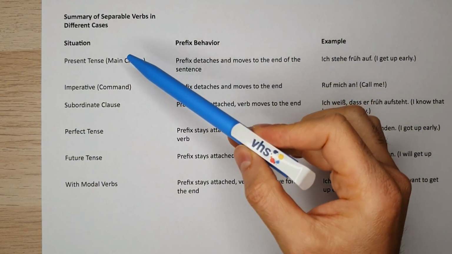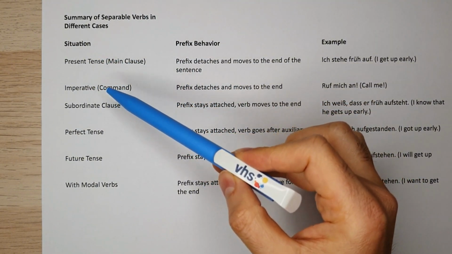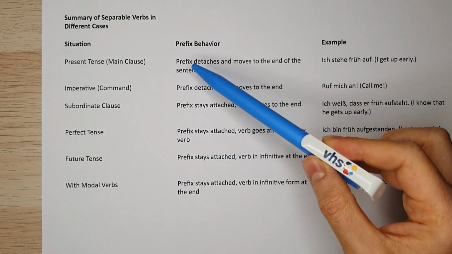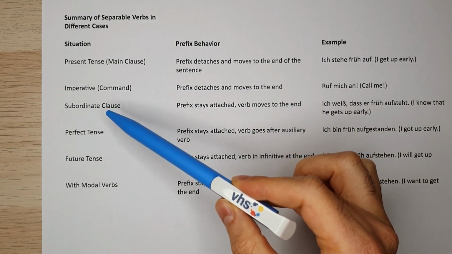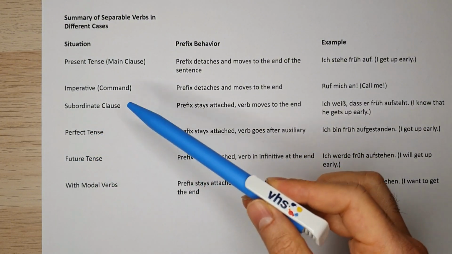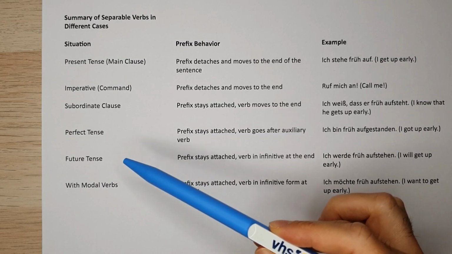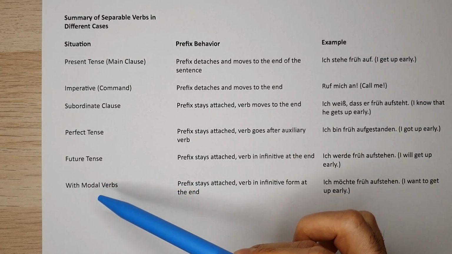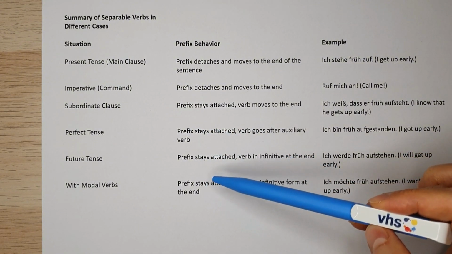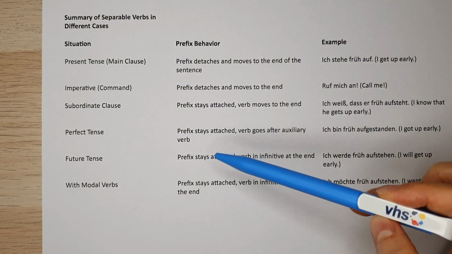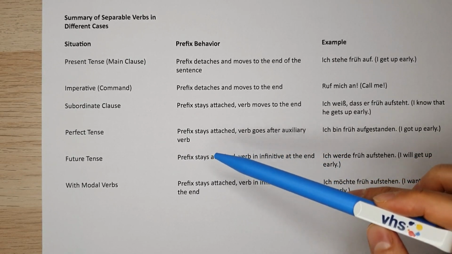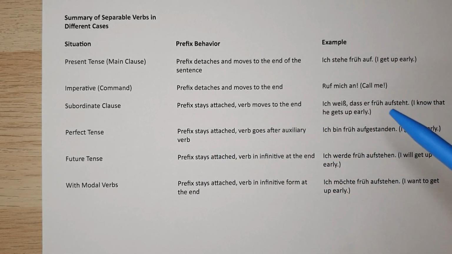So in summary, as we talked about, in present tense and in imperative, commanding or giving orders, in those sentences you see the prefix goes to the end of the sentence. But in subordinate clause cases, perfect tense cases, as well as in future tense, I didn't give you more examples on future tense, maybe some other time, as well as with modal verbs, you see that the prefix basically stays the same with the base verb in the trennbare verb. But in those cases, you see the trennbare verb goes to the end of the sentence.